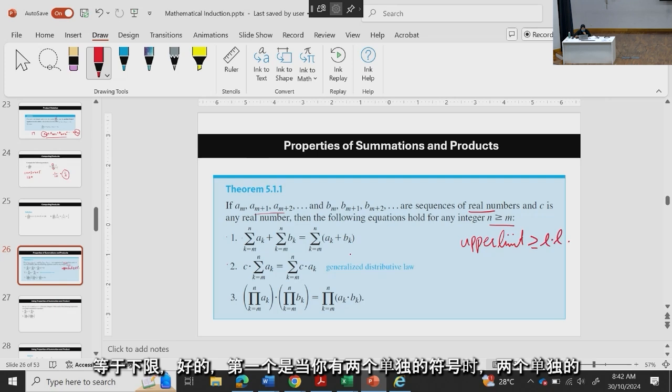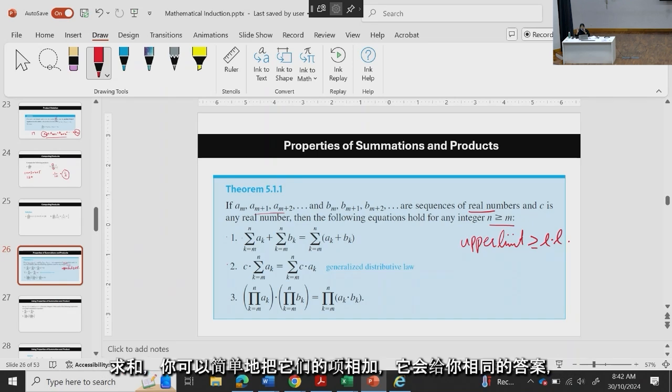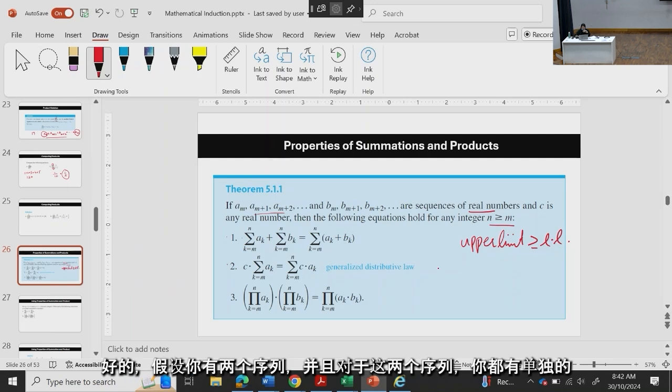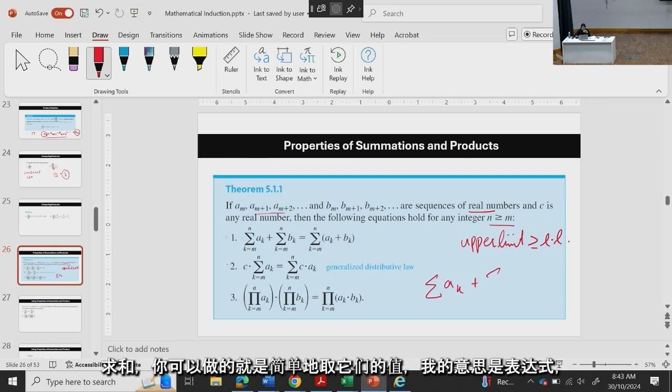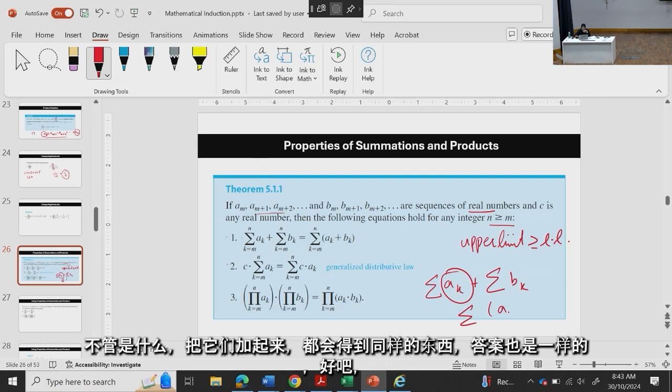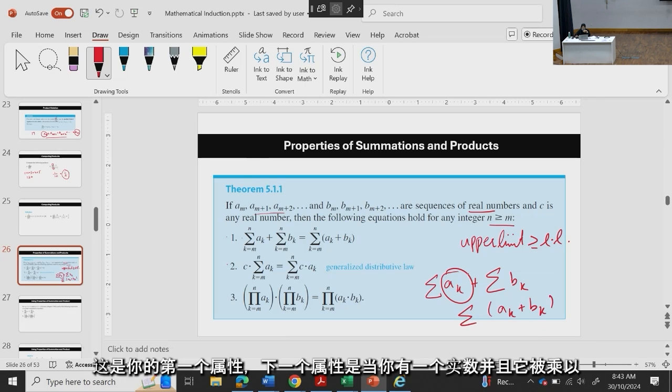Okay. First one is that when you have 2 separate summations, you can simply take their terms and add them up. It will give you the same answer. So let's say you have 2 sequences, and for both of the sequences you have separate summations. What you can do is you can simply take their values, I mean the expression, whatever that is, and add them up. It will give you same thing. The answer will be same. Okay. So this is your first property.